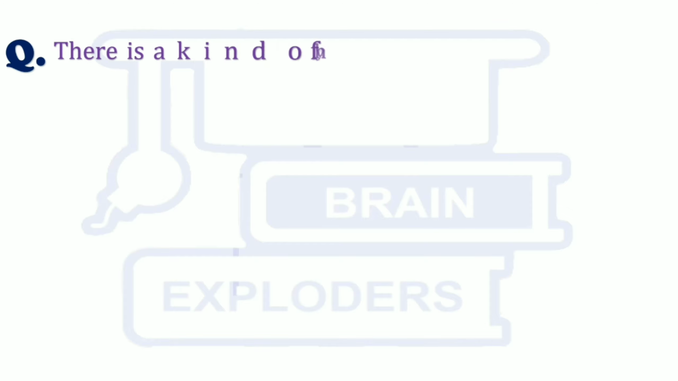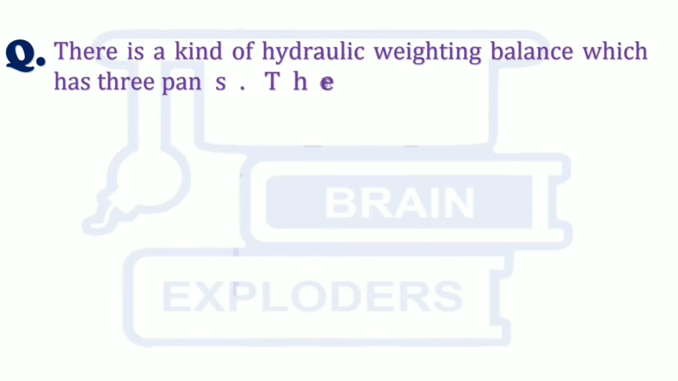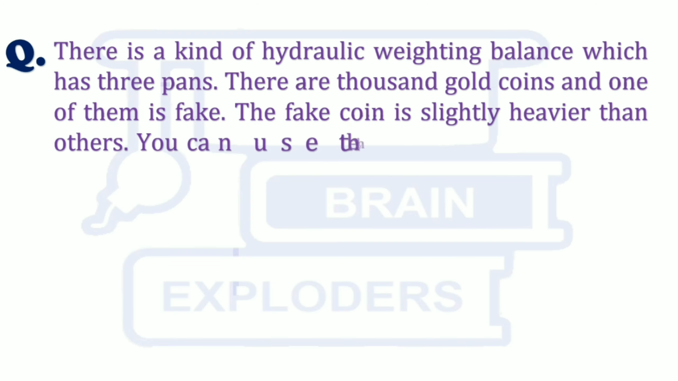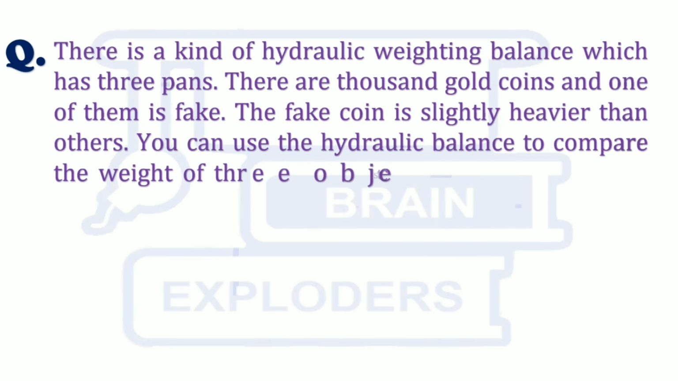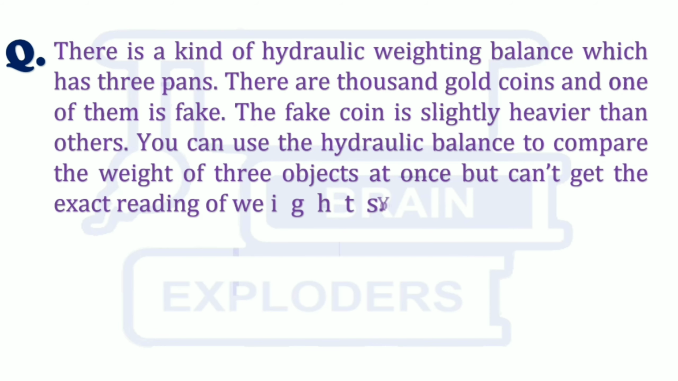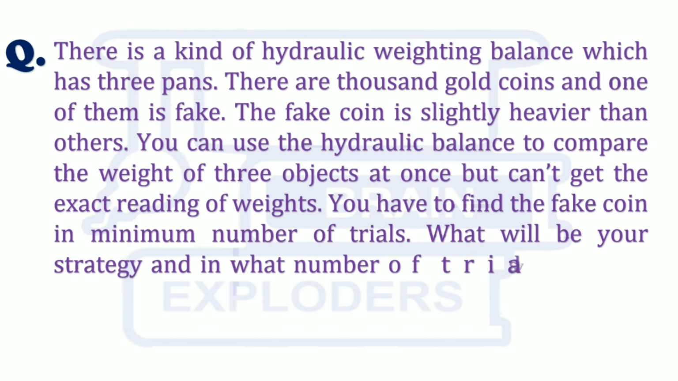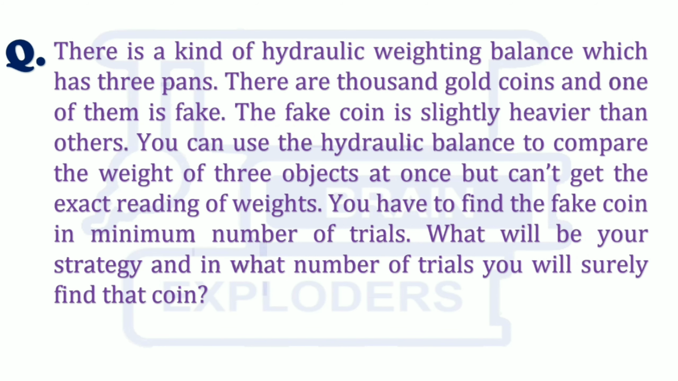There is a kind of hydraulic weighing balance which has 3 pans. There are 1000 gold coins and one of them is fake. The fake coin is slightly heavier than others. You can use the hydraulic balance to compare the weight of 3 objects at once but can't get the exact reading of weights. You have to find the fake coin in minimum number of trials. What will be your strategy and in what number of trials you will surely find that coin?